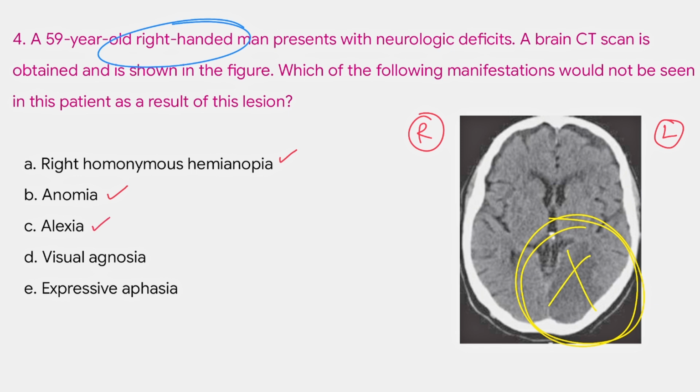Can it give rise to alexia? Of course. Again, visual association area, not that. Specifically, it's the splenium of corpus callosum, which is supplied by the PCA. Can it give rise to visual agnosia? Yes, if there is a visual association area deficit. Can it give rise to expressive aphasia? No. Expressive aphasia is Broca's aphasia, which you should see in a superior division of MCA stroke.